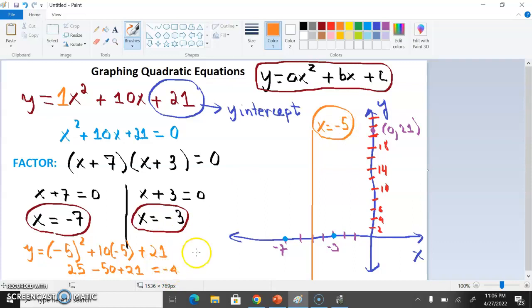So I'm going to go ahead and plot the point (-5, -4). And that will be my vertex. That will be my minimum for this equation. So -5, -4. So to -2 and -4, -4 will be about right there. Again, this is going to be my minimum, and that will be (-5, -4). Okay, there you go. So now I have pretty much everything I need to sketch my parabola.